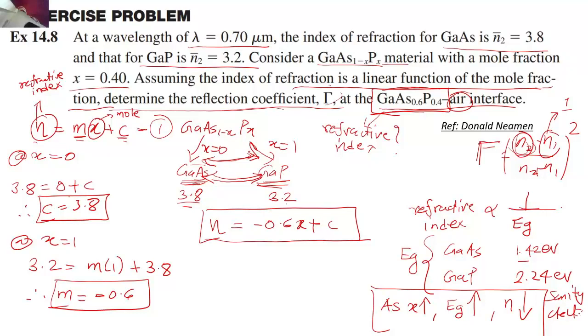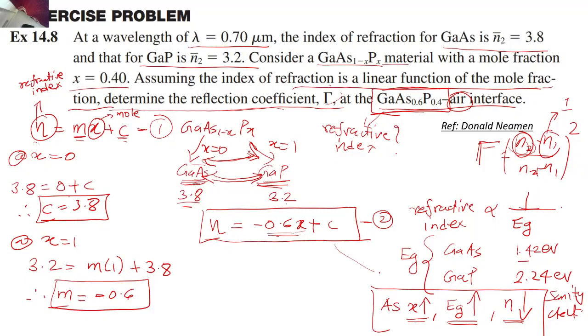So let's look at equation number 2 and put the sanity check on it. As my x is increasing, this is a negative slope line, right? So as my x increases, my value of the refractive index will decrease, and which will increase the Eg, right?